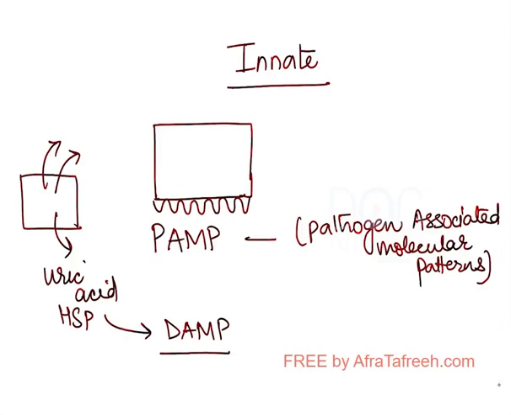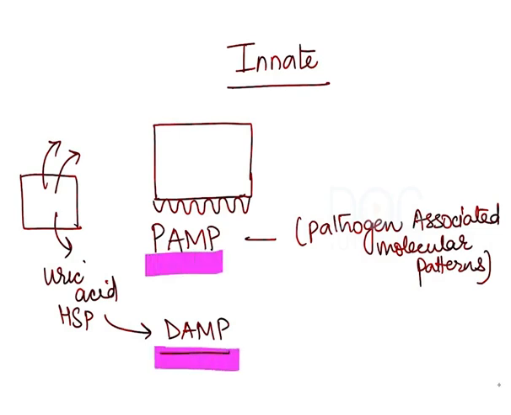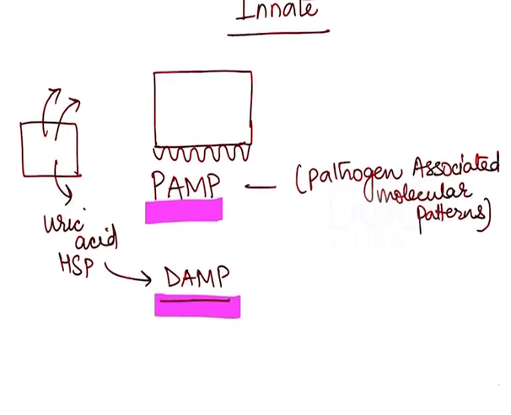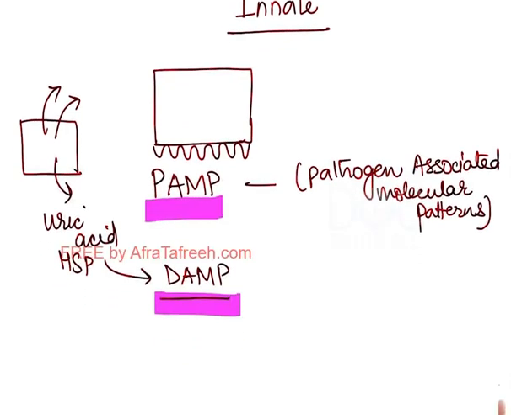So there are two patterns which could be identified by the innate immunity cells. Either they identify the patterns of the pathogen, that is PAMPs, or they identify DAMPs, that is danger signals, which are produced by many cells. These are the two patterns which any cell can identify, PAMPs and DAMPs. Once we are clear with PAMPs and DAMPs, let us see how they identify and who identifies that.